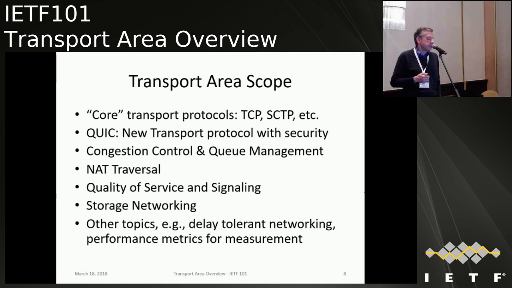So today's transport area scope is summarized in these bullets. You have the core transport protocols, things like TCP, SCTP, and UDP, that in many cases have been around for a long time. They're relatively mature protocols, with some work done on them. QUIC, which is a new transport protocol with security intended primarily for web traffic. Congestion control and queue management.